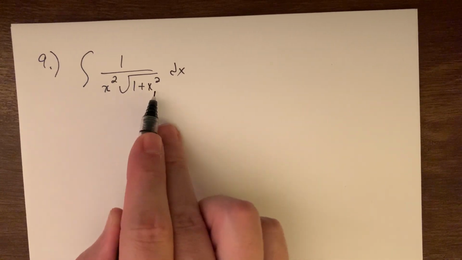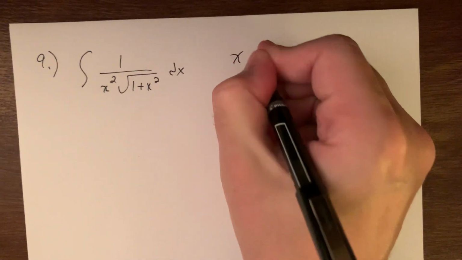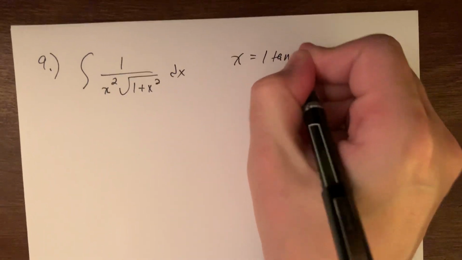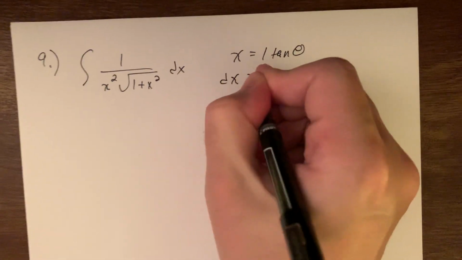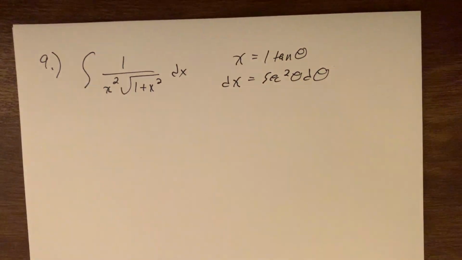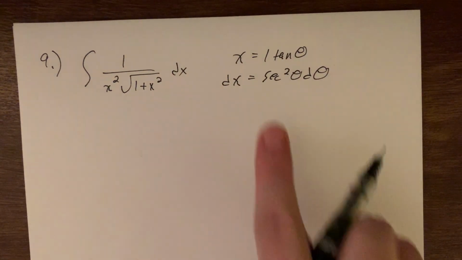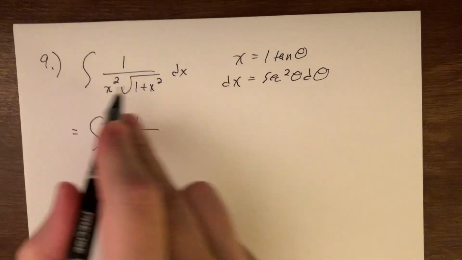This is an a squared plus x squared, a squared plus x squared. x is a tan theta. And if a squared is 1, a is just 1, so dx is just secant squared. We plug that in, 1 over, we're right off the bat.